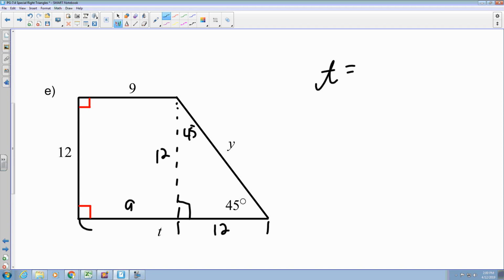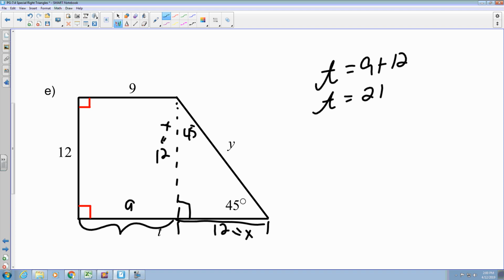So I can find t because the distance from here to here is 9. The distance from here to here is 12. 9 plus 12 gives us 21. So t equals 21. All right, so because this is a 45, 45, 90, I can say that this is x, this is x, this is going to equal x times the square root of 2. Well, x is 12, so y is going to be 12 times the square root of 2.